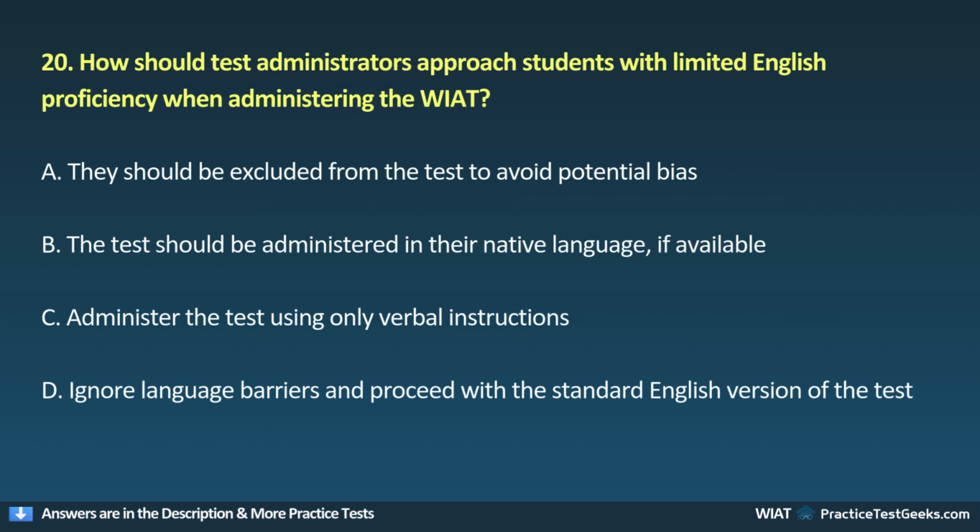20. How should test administrators approach students with limited English proficiency when administering the WIAT? A. They should be excluded from the test to avoid potential bias. B. The test should be administered in their native language if available. C. Administer the test using only verbal instructions. D. Ignore language barriers and proceed with the standard English version of the test.